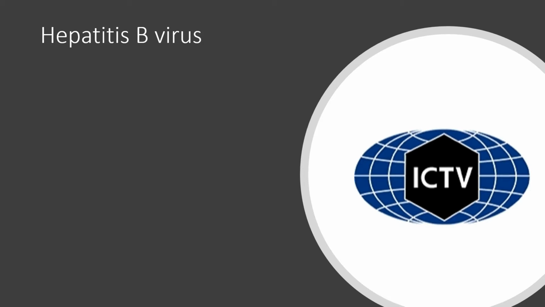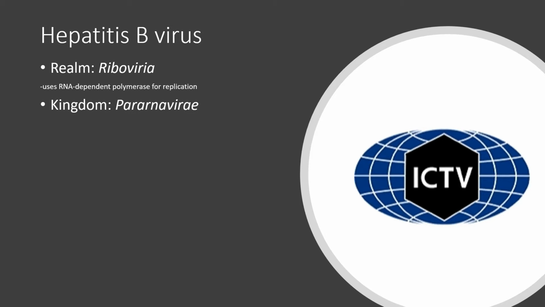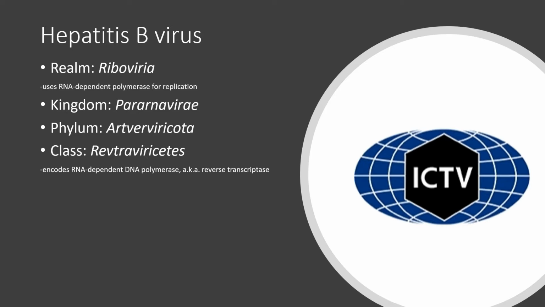The hepatitis B virus is classified in the realm Riboviria, which uses RNA-dependent polymerase for replication. It belongs to kingdom Paranavirinae, which has a sole phylum Artvirviriculta, which has a sole class Redtraversites. This class includes viruses that encode RNA-dependent DNA polymerase, also known as reverse transcriptase.